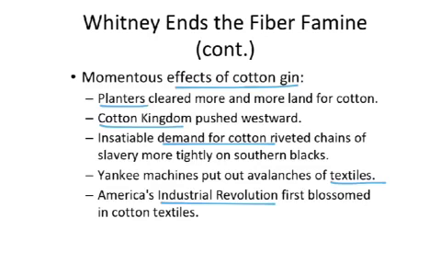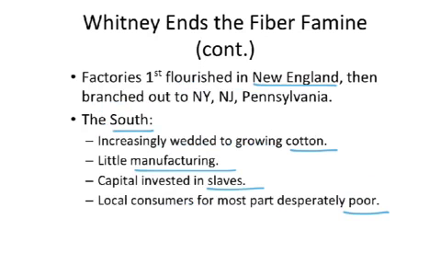There was still continuing insatiable demand for cotton, which basically had the South cling more tightly to slavery than it did even before the invention. So the Yankee machines ended up putting out avalanches of textiles and being very good at production. And America's Industrial Revolution first blossomed in the industry of making cotton textiles for clothes.